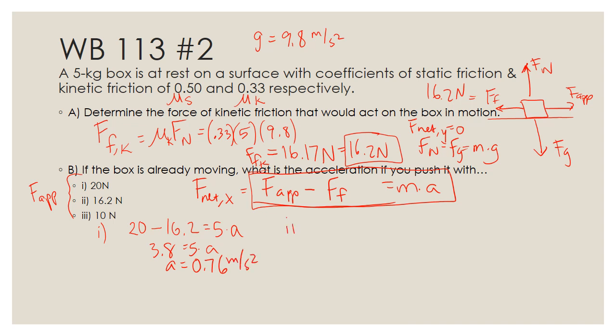If I look at scenario II, it's an applied force of 16.2. Then I'm going to take that as my applied force minus my friction force equals MA. The left side becomes 0. So therefore, the acceleration must be 0, and that would mean that the object is moving with a constant velocity.